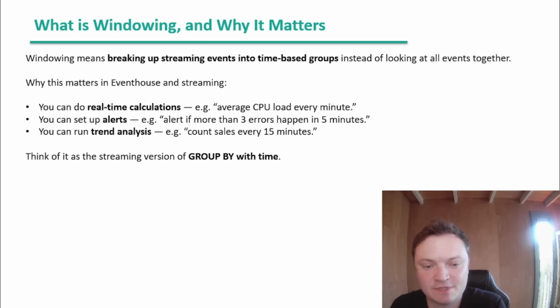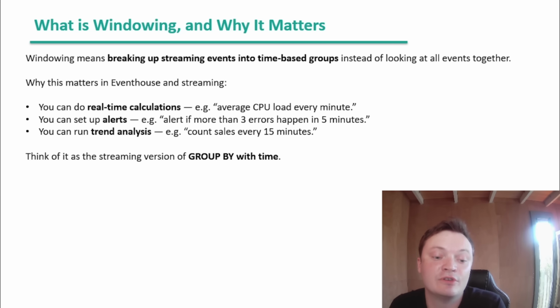Windowing means breaking up streaming events into time-based groups instead of looking at all of the data together. So essentially, as streaming data comes in, how do you split it up into different buckets to help create meaningful information? Why does it matter in EventHouse and streaming?